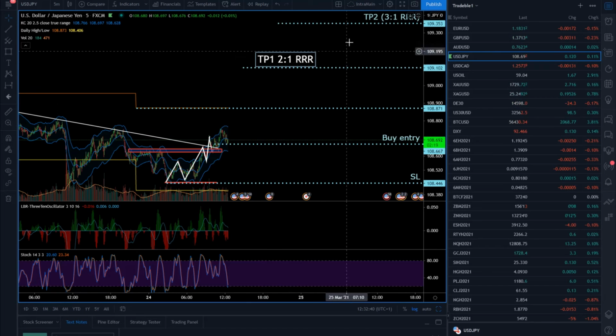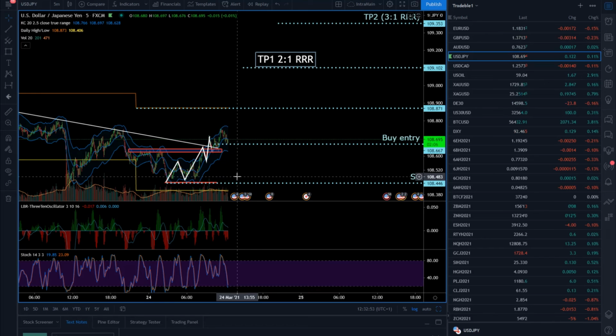If the price goes all the way up to 109.35, the stop loss suggestion for this type of idea today will be around 108.44, which is basically the overnight low from the Asia session low. So there is a good opportunity there from my perspective, and that's why I decided to cover the Japanese yen.